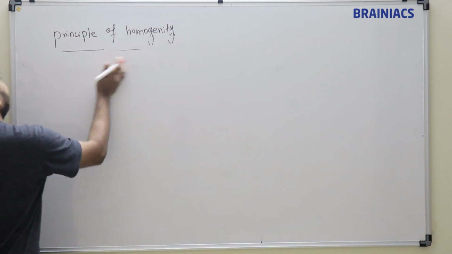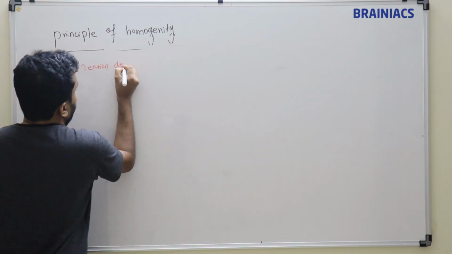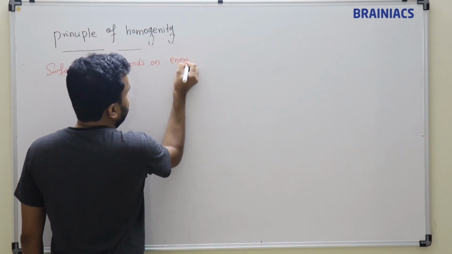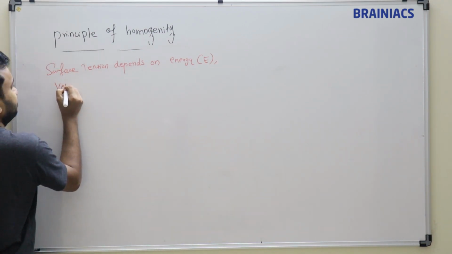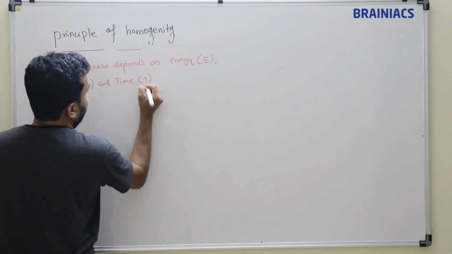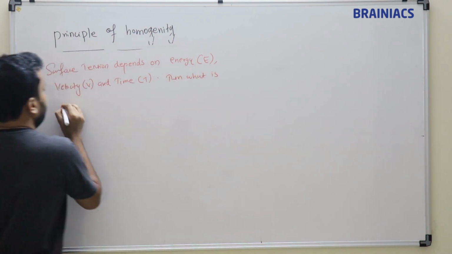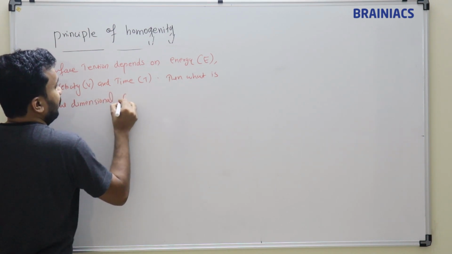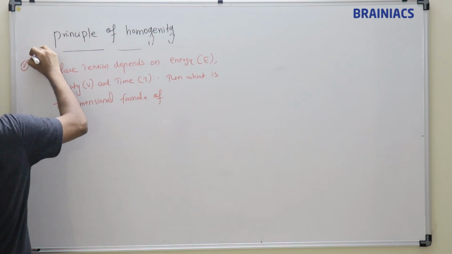Not energy, sorry, surface tension depends on energy in bracket E, velocity in bracket V, and time in bracket capital T. Then what is the dimensional formula? This is my example number 4, I guess.